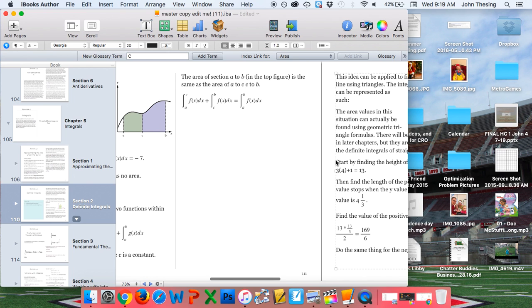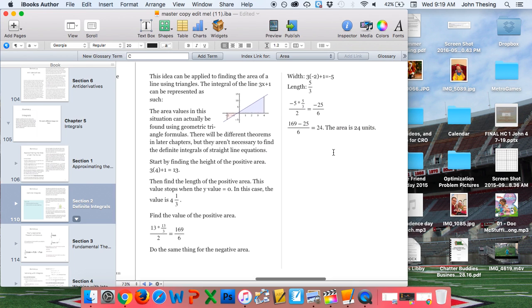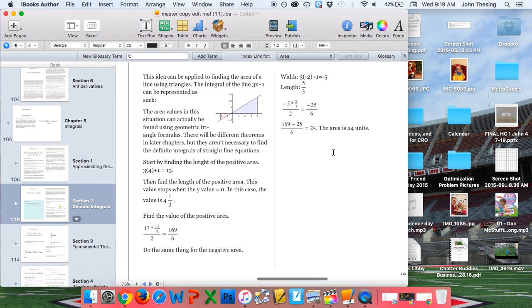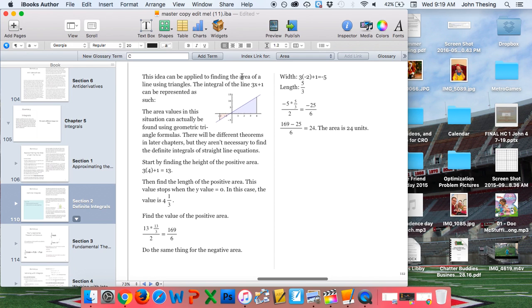All right. This idea can be applied to finding the area of a line. Lines don't have area. How about finding the area under a linear function using triangles? The integral of the line 3x plus 1 can be represented as such. You didn't actually write it.